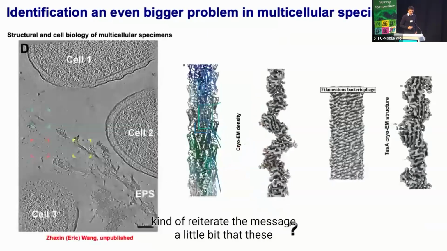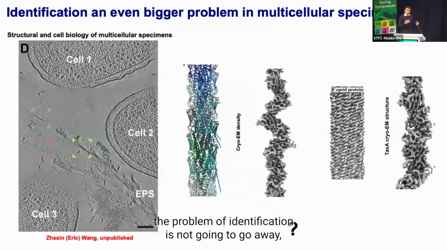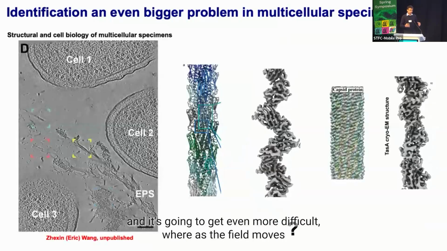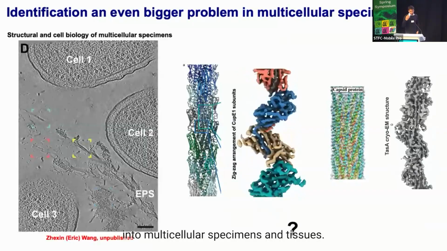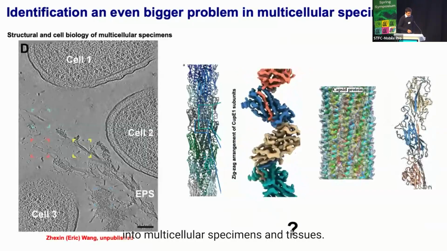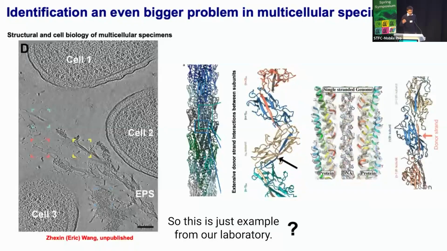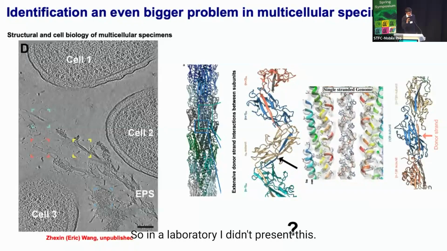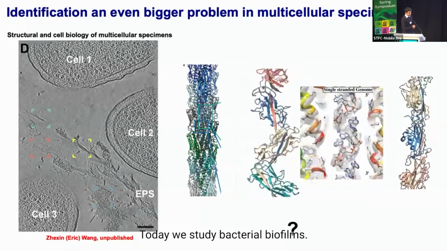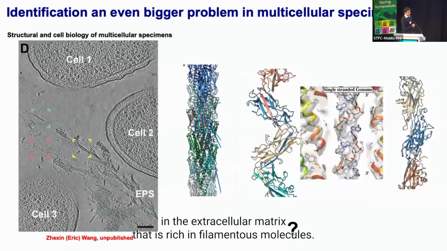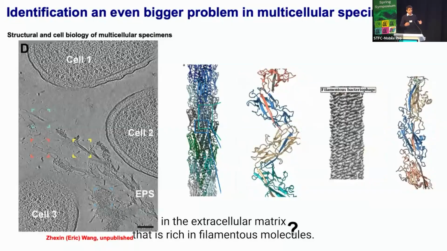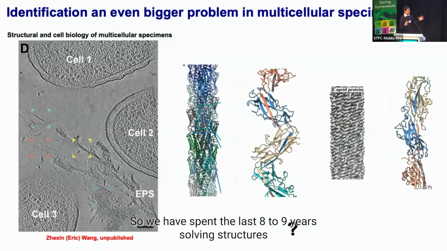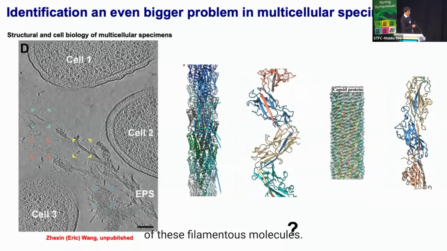But I just want to reiterate the message a little bit, that the problem of identification is not going to go away, and it's going to get even more difficult as the field moves into multicellular specimens and tissues. So this is just an example from our laboratory. In our laboratory, I didn't present this today, we study bacterial biofilms. And we are most interested in the extracellular matrix that is rich in filamentous molecules. So we have spent the last 8 to 9 years solving structures of these filamentous molecules.